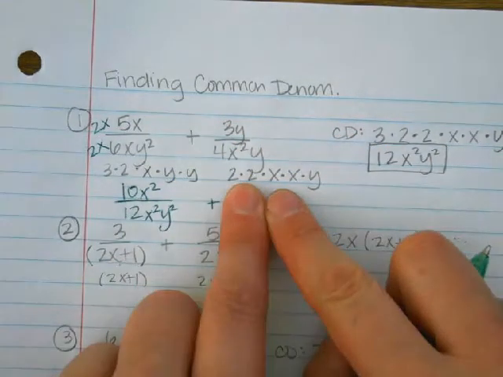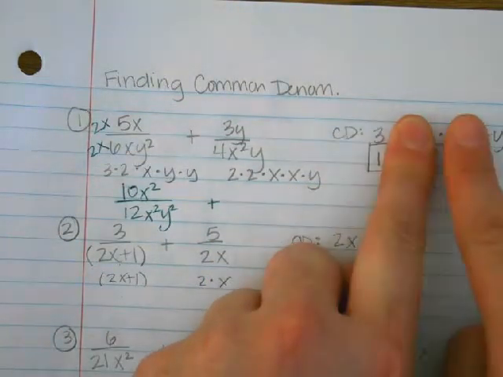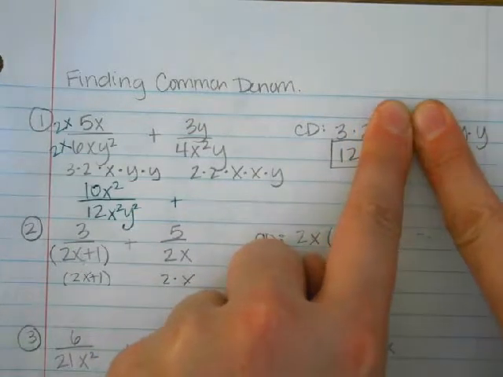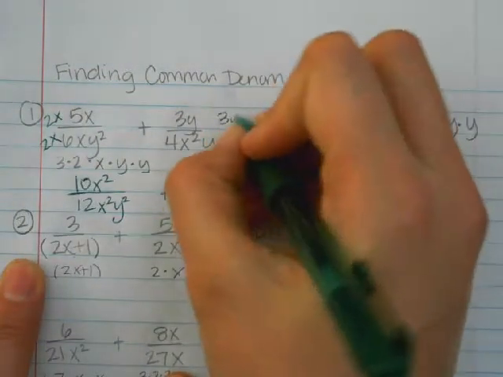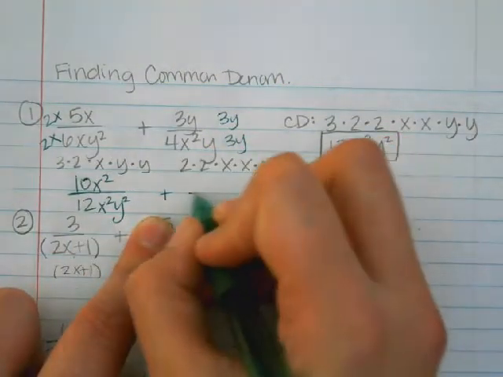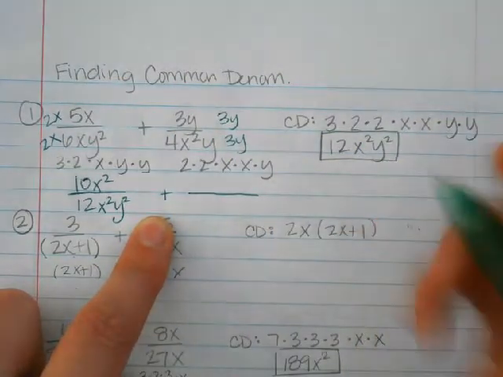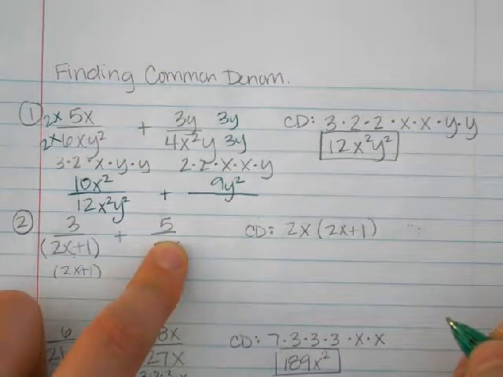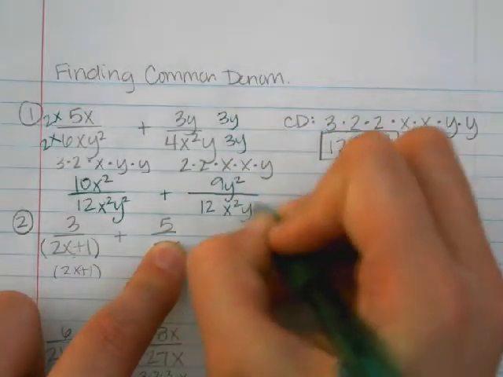Now, let's look at the next one. The next one had two twos, so I'm going to cover up two twos. And it had two x's. I'm going to cover up the two x's. And it also had a y, so I'm going to make sure to cover that up as well. And so what is left over that we need? We need a 3y, and we need it on the top and the bottom. So we have 3y times 3y on the top. What is that? 9y squared. And then what do we have on the bottom? We got 12 x squared y squared.